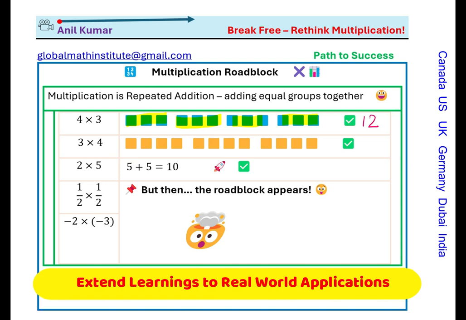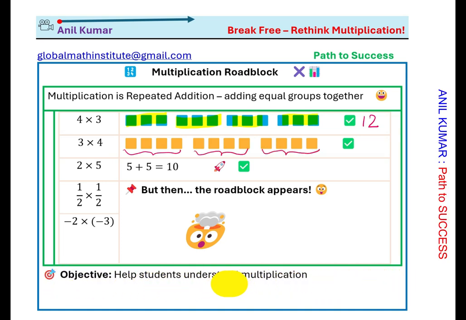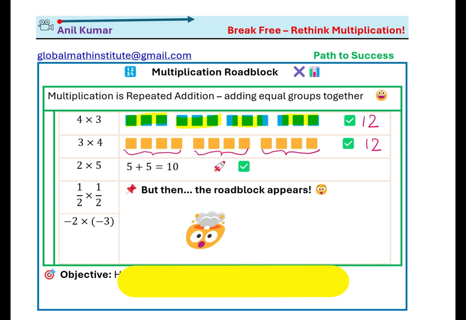3 times 4, on the other hand, is 3 groups. So this time we have these 3 groups, and in each, now we have 4 elements. That also gives you the same result as 12. It also shows that multiplication is commutative. 3 times 4 is the same as 4 times 3. Now, taking the example of 2 times 5, the alternate method which we have learned, repeated addition, you could add 5 twice. 5 plus 5 is 10. So that is also perfect. We got this. So far, so good.